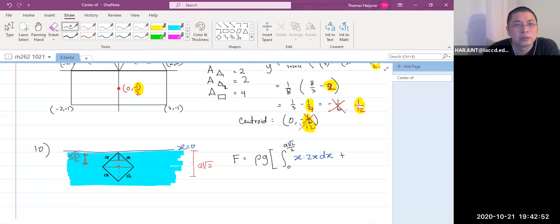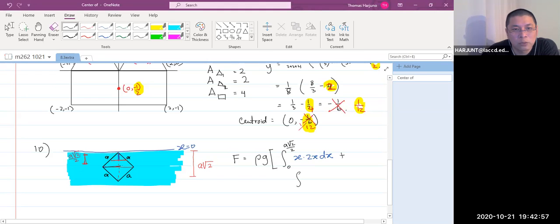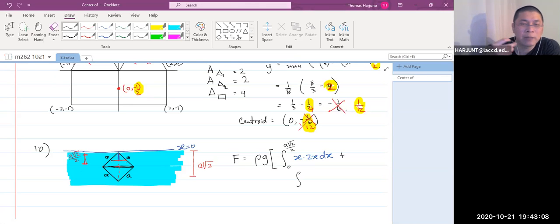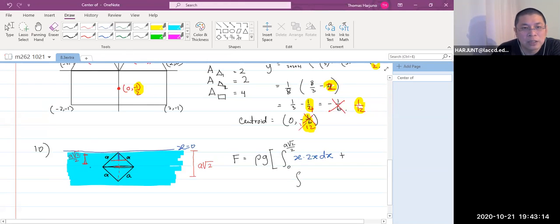Plus the integral from, let's say from this one here. Do you want to use the same x? Let me use y. So let's say this is my y equals 0. So my y will be moving from 0 to a square root of 2 over 2, from here to here.